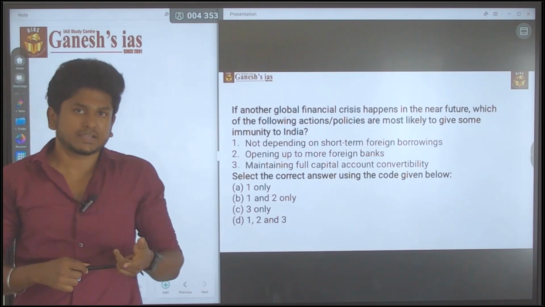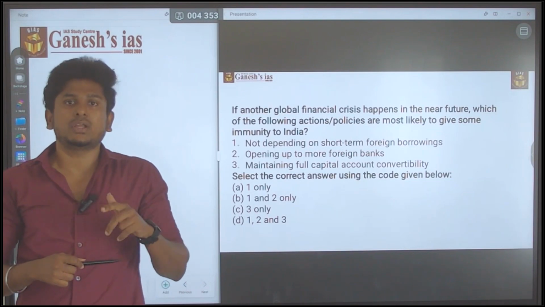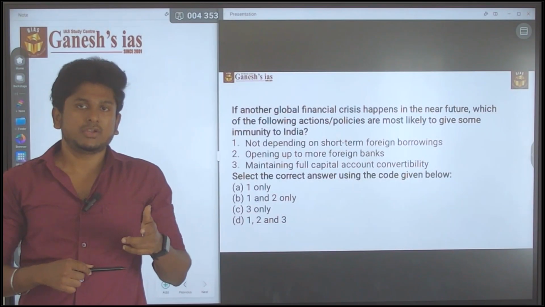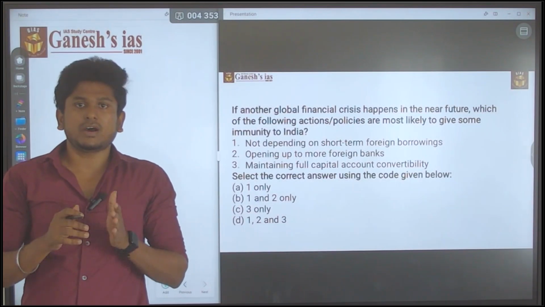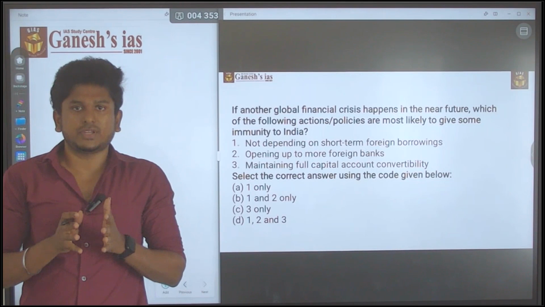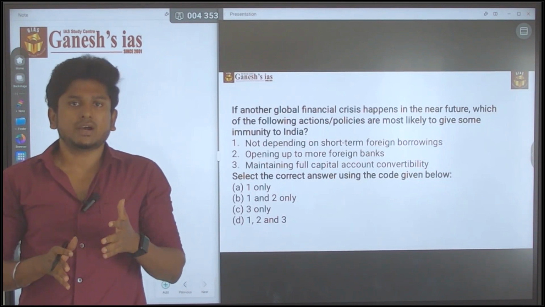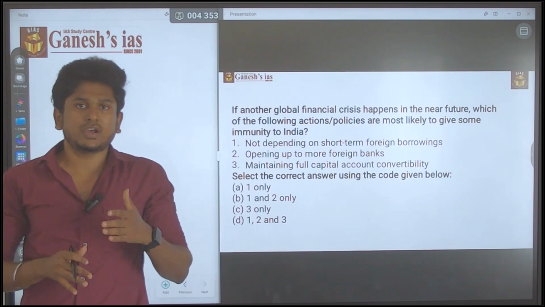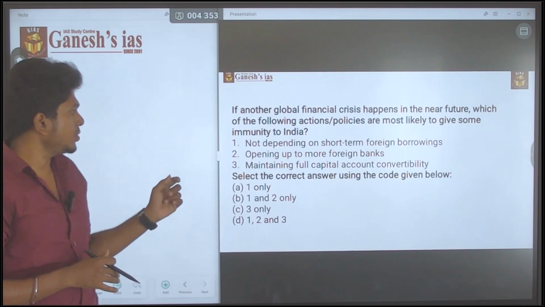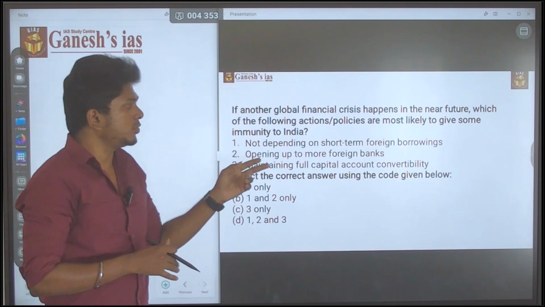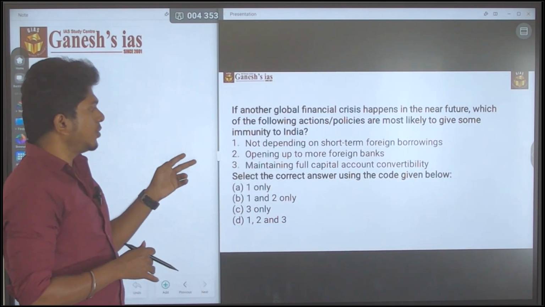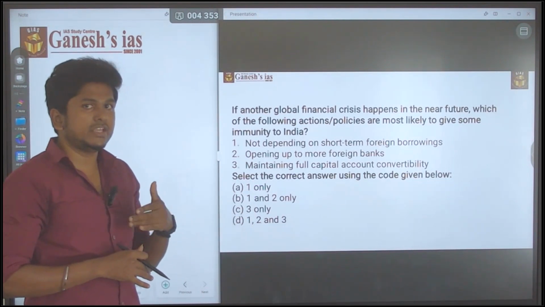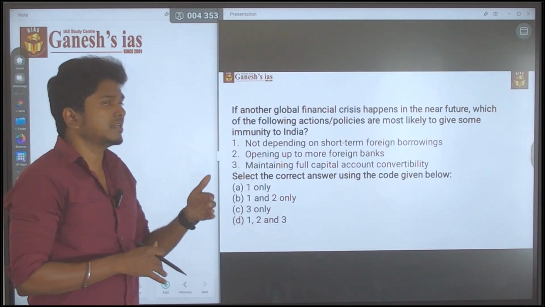So that is the major crisis for the Indian customers who are maintaining their deposits in the European banks. In such a scenario, to maintain or cover up the immunity of the Indian people, you shouldn't allow foreign banks to establish in India. That is another way of creating immunity. So it's not actually opening up to foreign banks, it is closing up to foreign banks. That is the way to create immunity from the global financial crisis.